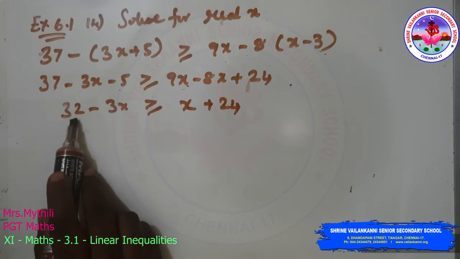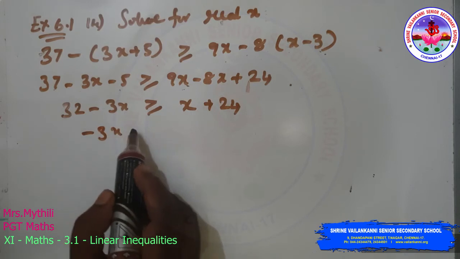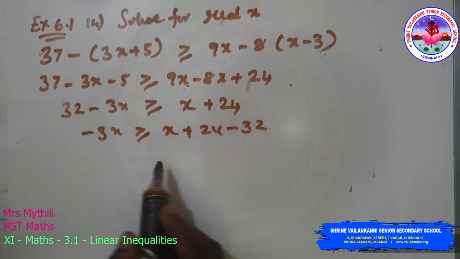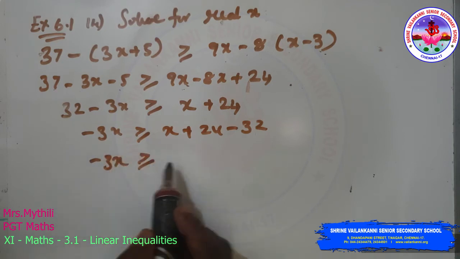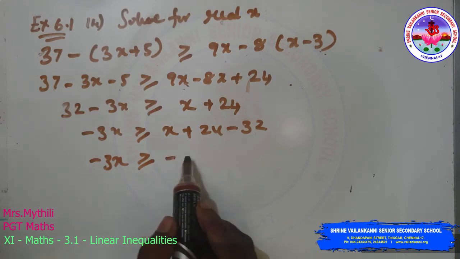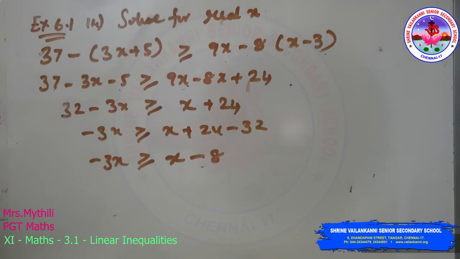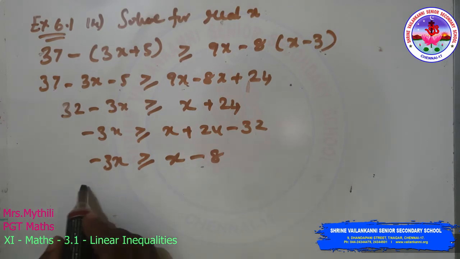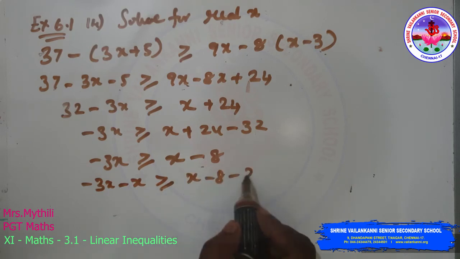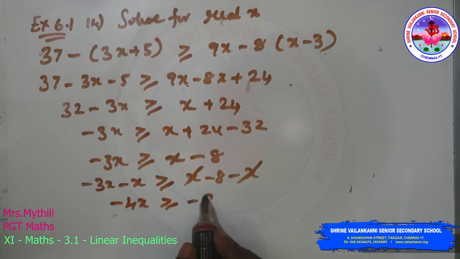So subtracting 32 on both the sides, we get minus 3x greater than or equal to x plus 24 minus 32. So minus 3x is greater than or equal to x, and 24 minus 32 is minus 8. So x minus 8. Subtracting x on both the sides, minus 3x minus x greater than or equal to x minus 8 minus x. These two will get cancelled. So minus 4x is greater than or equal to minus 8.